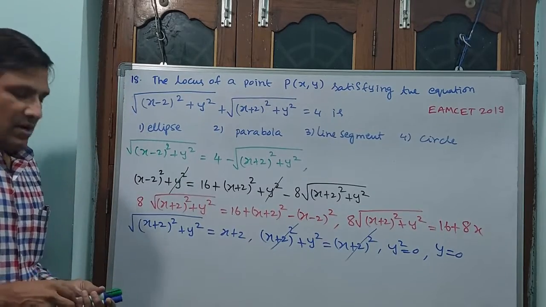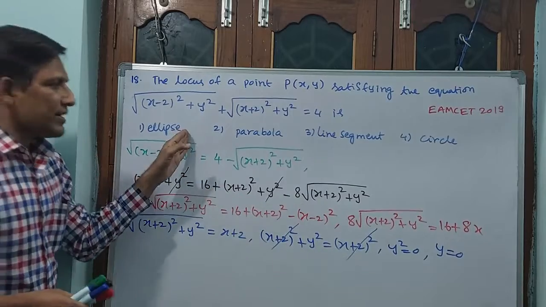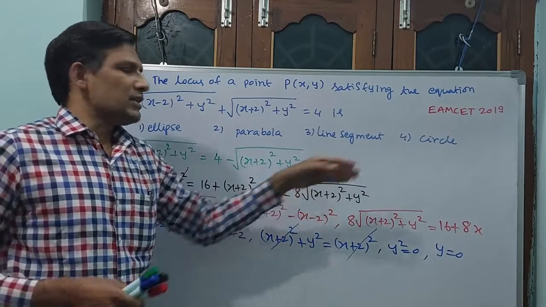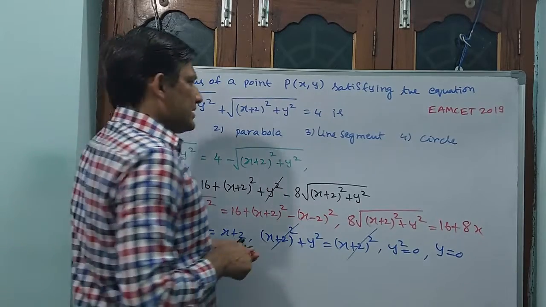Is it okay? Now you tell me, as per this equation y is equal to 0, it is not an ellipse or parabola or circle, then you put line segment, that's all. Okay? The answer is line segment.